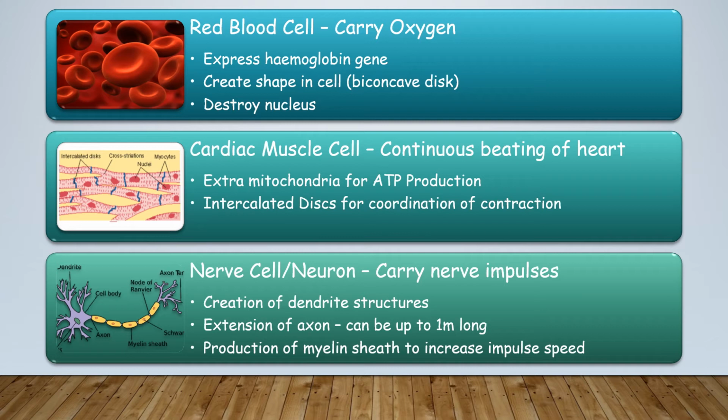They need to create these dendrite structures to allow for the electrical impulses to be received. The axons can be up to 1 meter long, so that requires extension. And again, the production of the myelin sheath to increase the impulse speed. These are things that are happening in terms of switching on genes within these specialised cells.